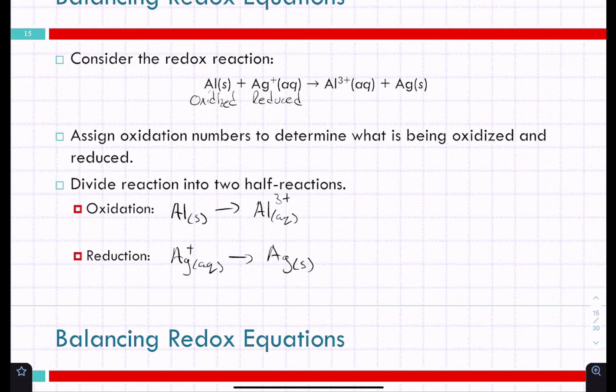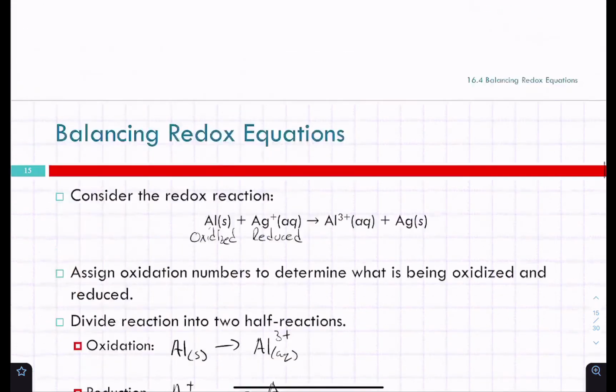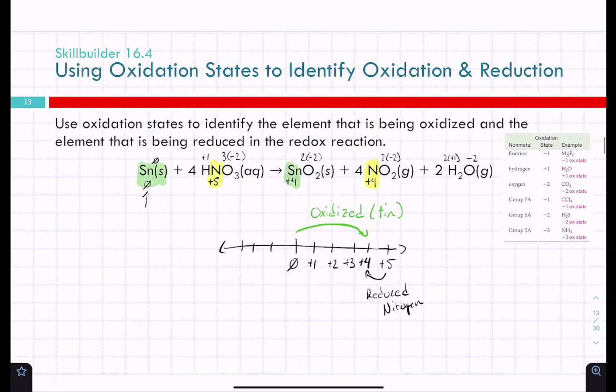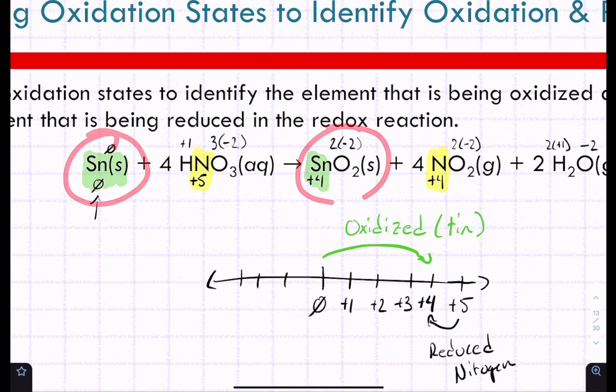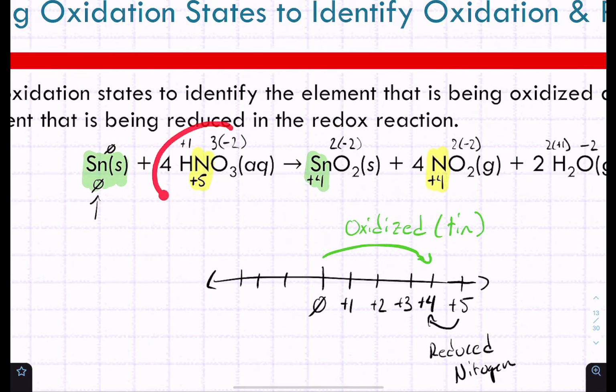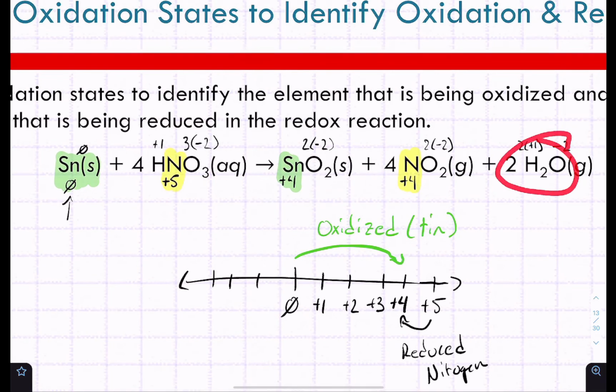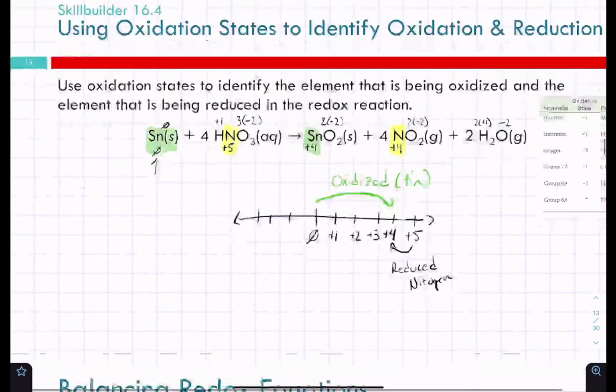It can get a little bit more complicated, and actually, let's briefly go back up to this one. If we wanted to break apart the half reactions in this problem, which is already balanced, we would take the tin and the tin oxide, that would be one half reaction. We take the nitric acid and the nitrogen dioxide, that would be the other half reaction. And then the waters get added in as a part of the balancing, which is part of what makes these so hard to balance: you'll end up adding things in for aqueous reactions.